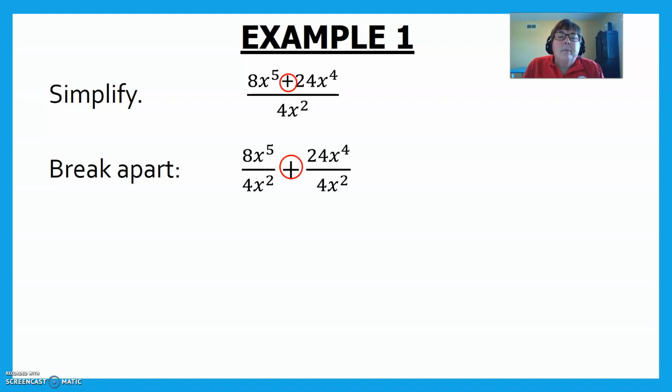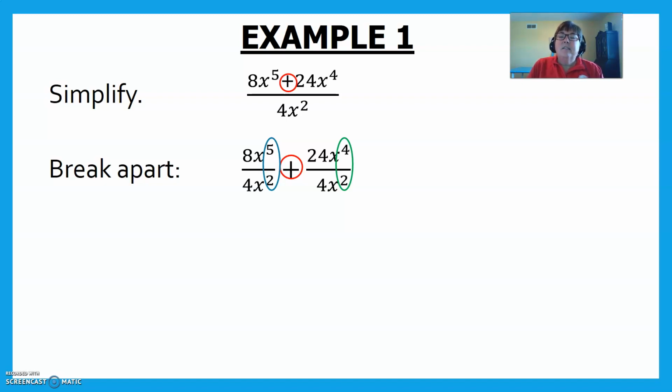Now, the next thing I'm going to do is look at these exponents. When we multiplied, when the bases were the same, we added the exponents. That's what we did last week. So division is the opposite operation as multiplication. So if we add when we multiply, it makes sense that we should subtract when we divide. And that's exactly what we're going to do.